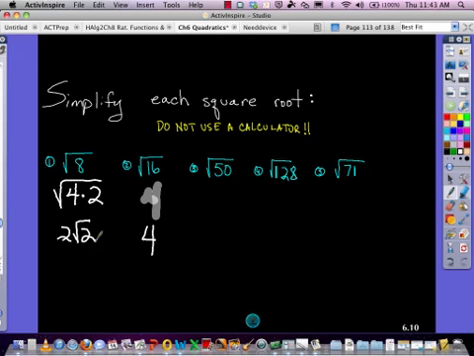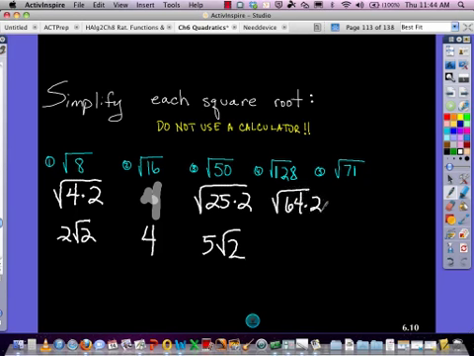On 50, same sort of thing. Perfect square number that goes into there, the largest one is 25. 25 times 2, so that would turn into 5 root 2. And the 128, I believe it's 64 times 2. So you just got to start recognizing some of these and the factors that go into them with their perfect square factors. So 8 root 2.